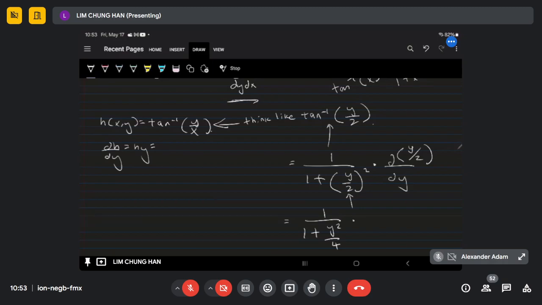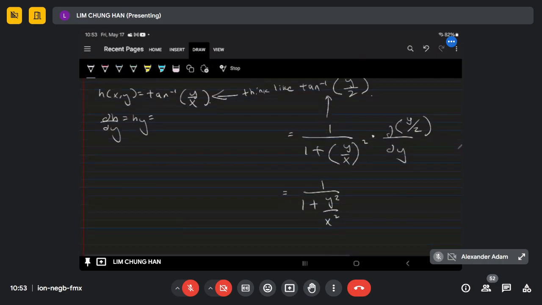Oh, sorry. It's actually not 2. It's actually x. I just asked you to assume it's 2 so that it's easier to imagine what's happening. It's a number. So it's x squared. And then times d over dy of y over x. That's what you're doing.